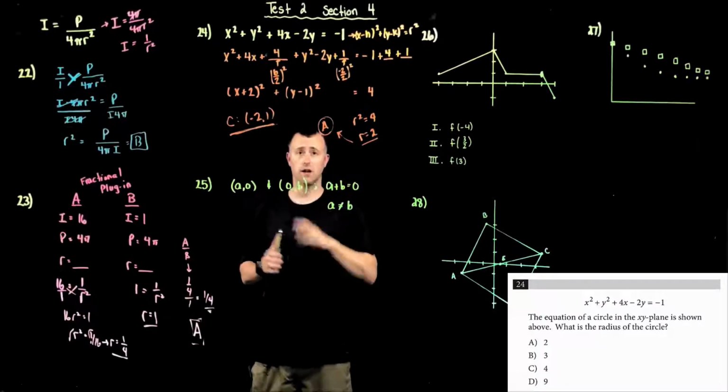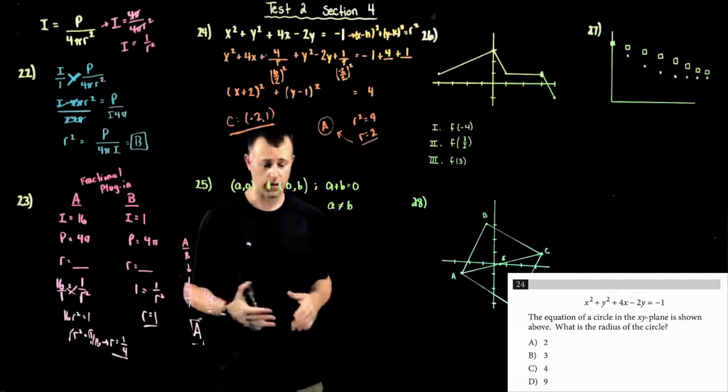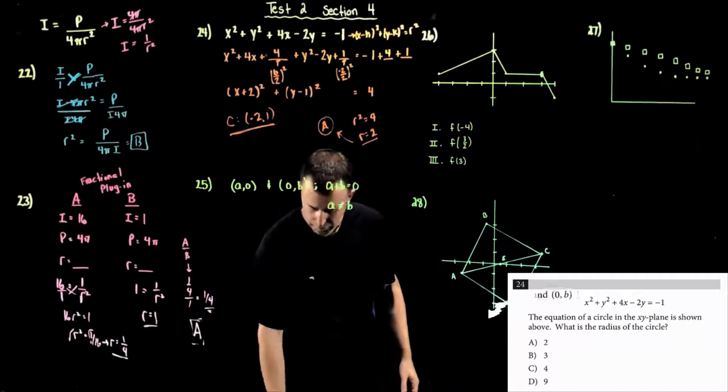So that's 24. And again, I did that fairly quickly, but I'm letting you know it's completing the square. So that's the skill needed for that problem.